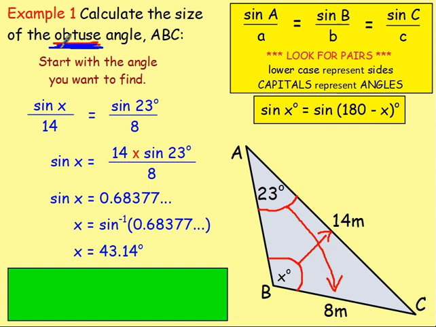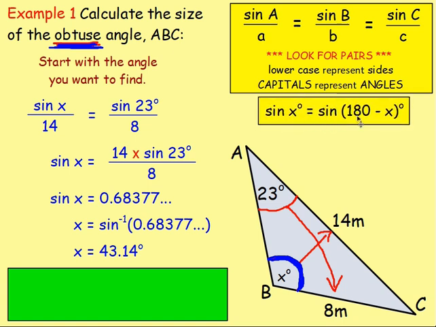You are indeed right. Well done, Chloe. So, Chloe, what do you do? Well, we know that angle x, or ABC, is not 43.14 degrees. That's just silly. So you have to take that away from 180 degrees. You do indeed. Well done, Chloe, because it says here sine of an angle is the same as sine of 180 minus that angle.